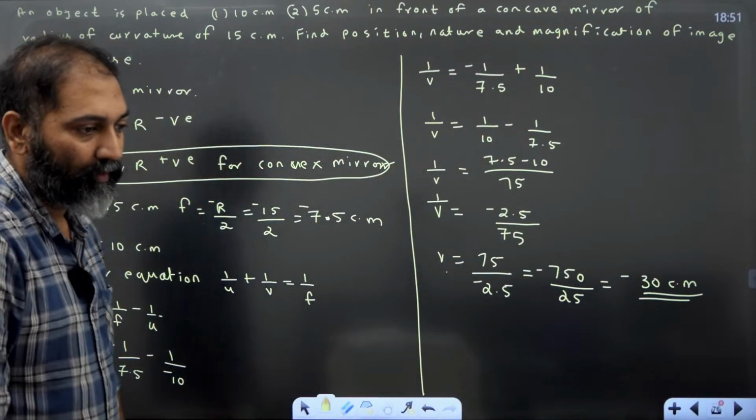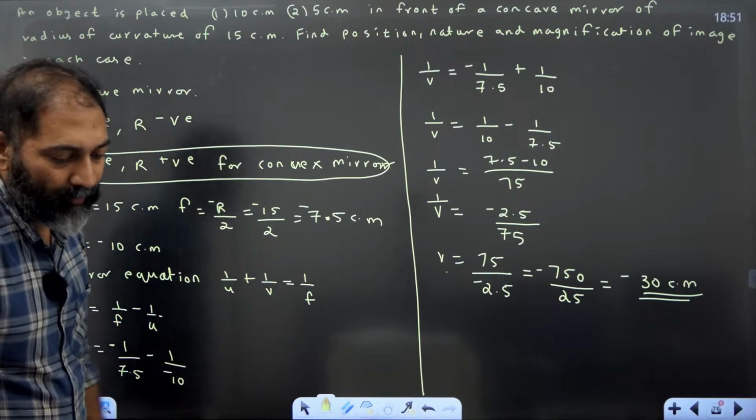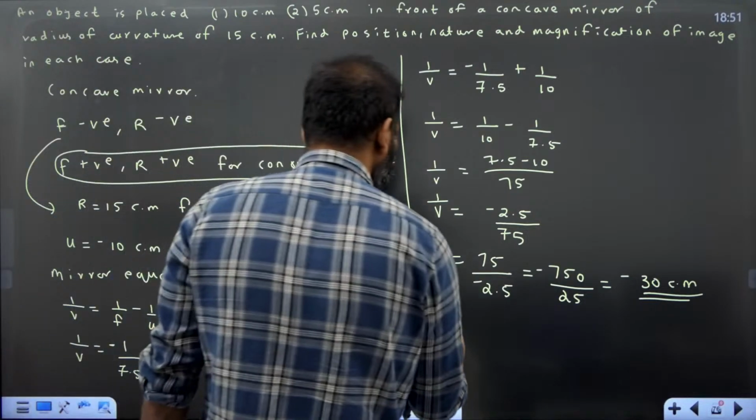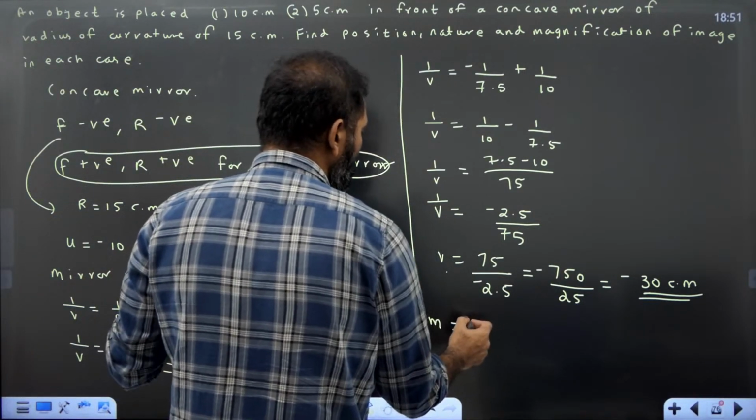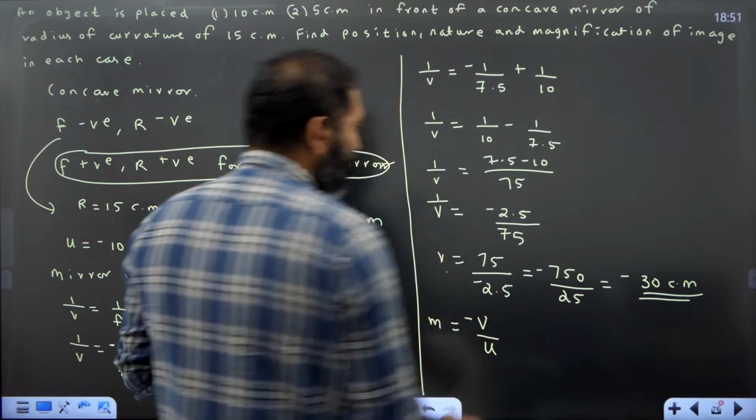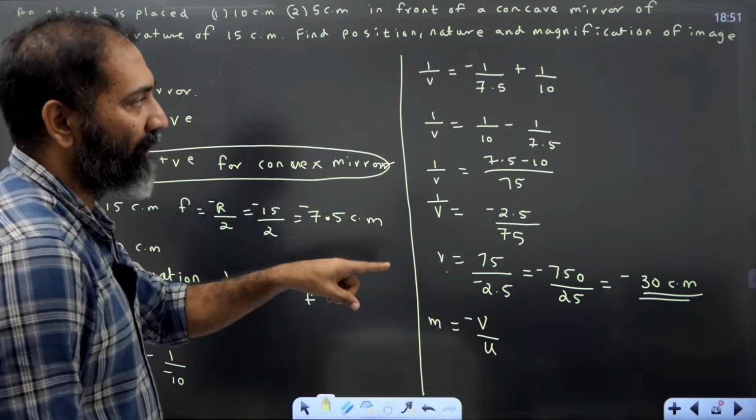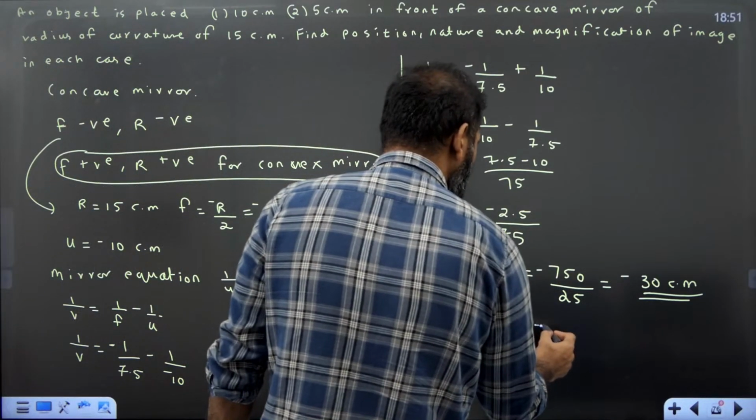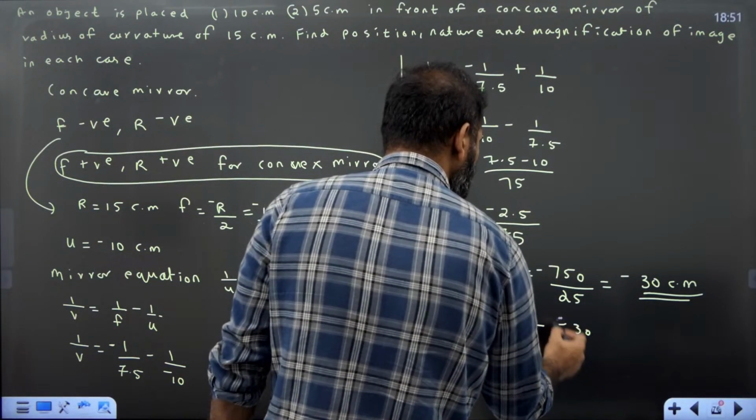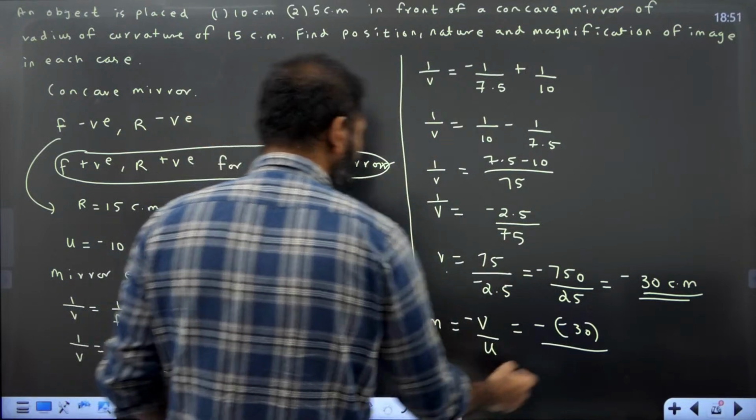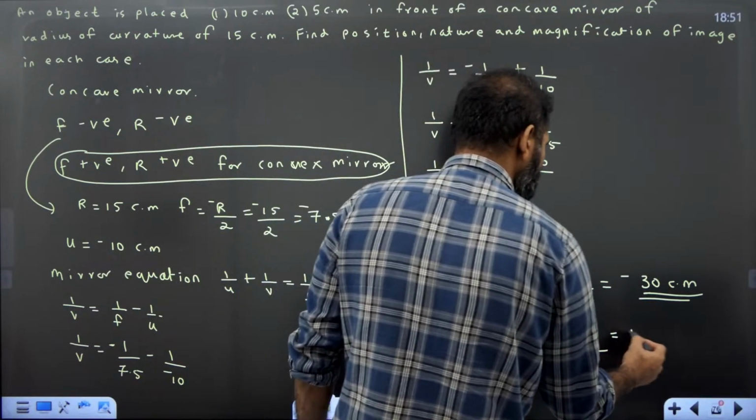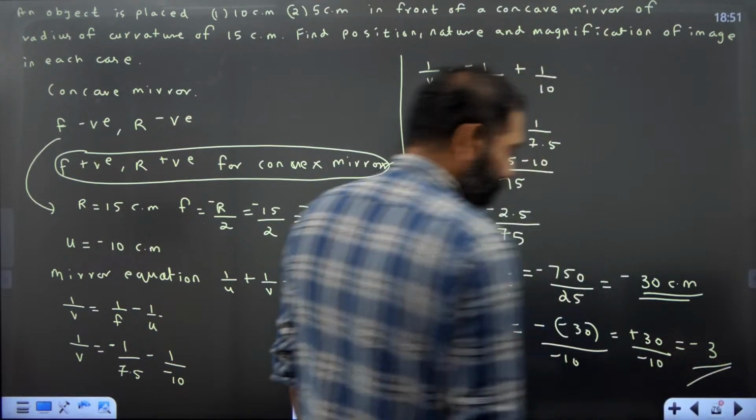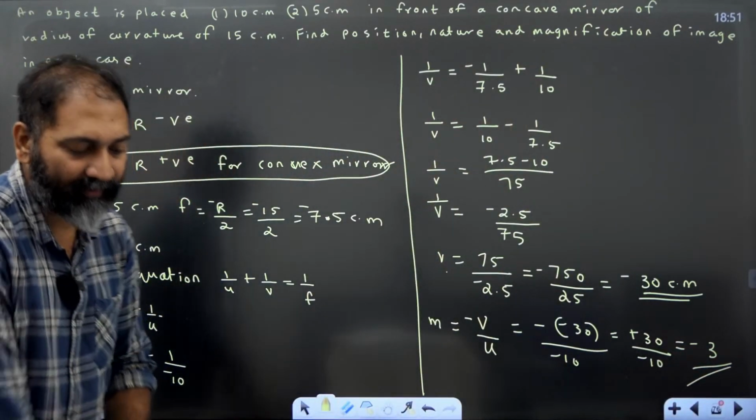Any doubt? v is minus 30. Now magnification m is equal to, in mirrors, what is the formula? Minus v by u. Remember, magnification in mirrors is minus v by u, and magnification in lens is plus v by u. Minus v is minus 30, u is the object distance, minus 10. So plus 30 by minus 10. So magnification is minus 3.